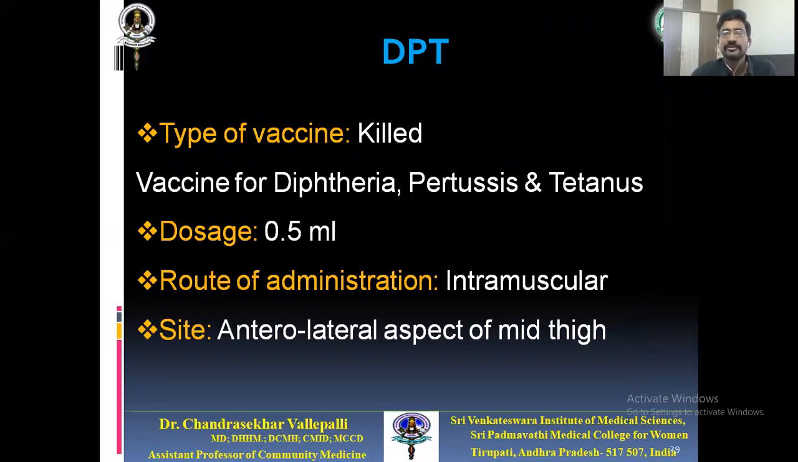Through which route do we want to give? That is intramuscular. Through which side? That is the anterolateral aspect of the mid thigh. Generally, we will prefer the left thigh, right? Anterolateral aspect of the mid thigh.